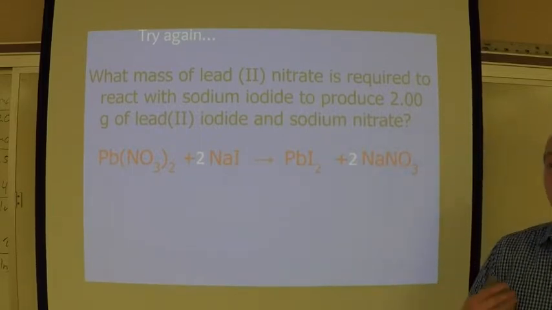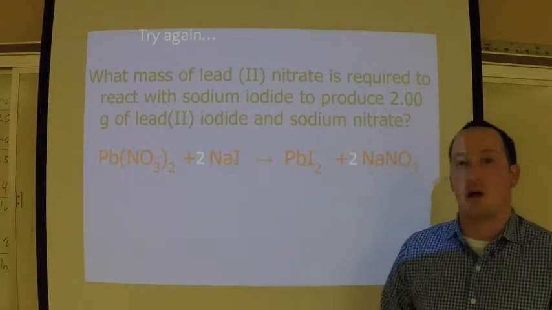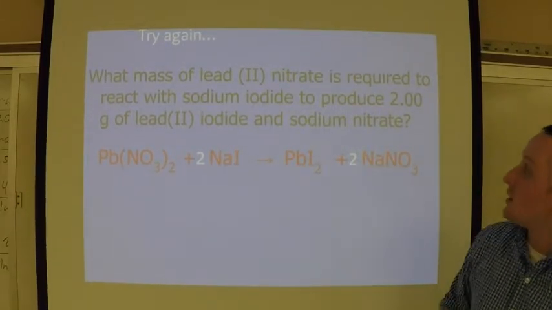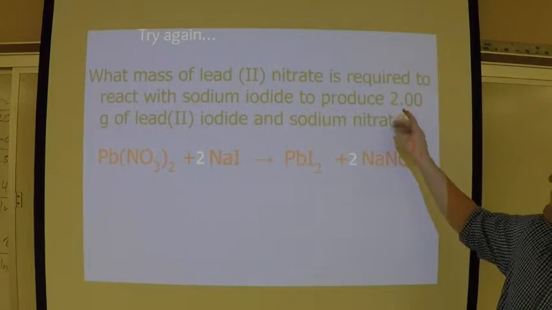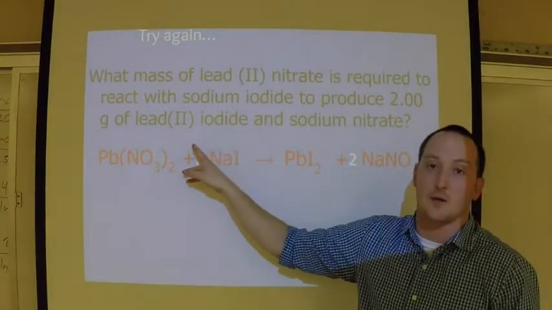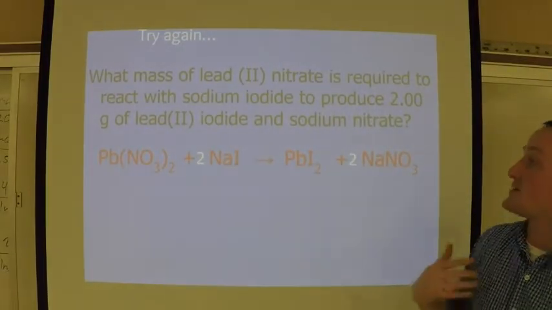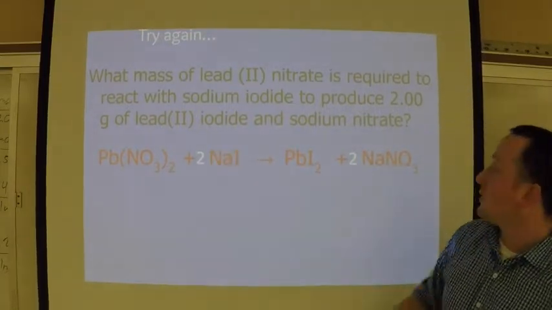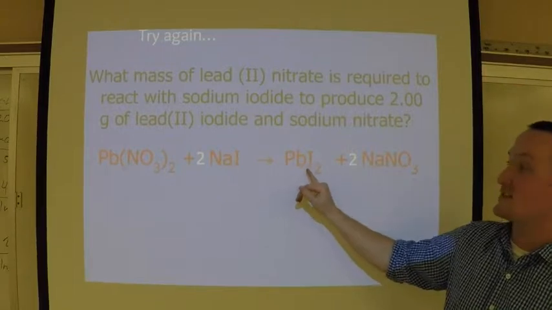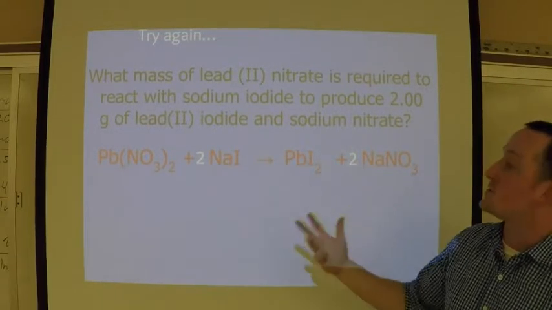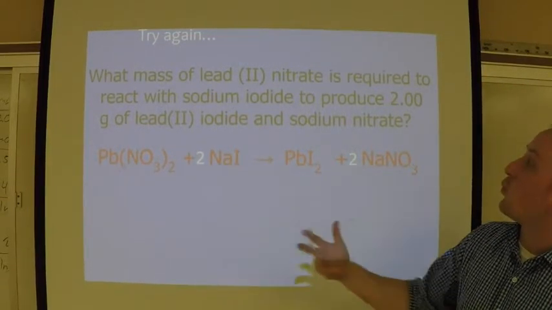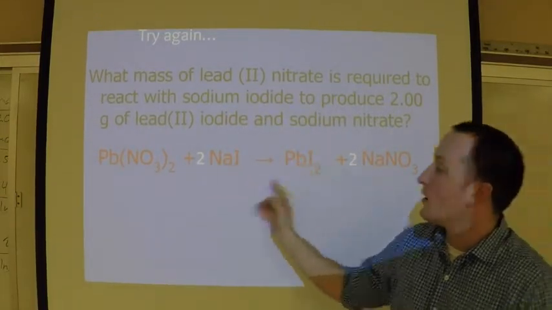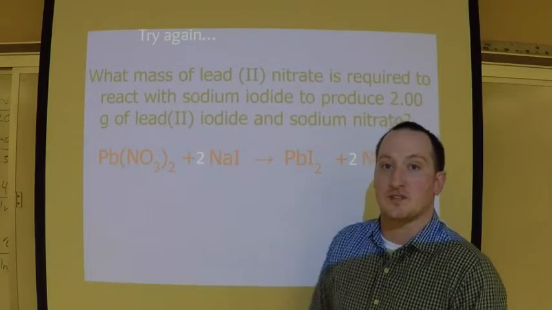Step 2, identify what I'm given and what I need to find, and label those as substance A and substance B. Okay, substance A is what I'm given. So what I'm given is I need to produce 2 grams of lead 2 iodide. So my substance A is going to be lead 2 iodide. Well, lead 2 iodide is right here. That's substance A. My substance B is what it asked me to find. It said what mass of lead 2 nitrate. So it's asking me about lead 2 nitrate. This is lead 2 nitrate, so that's going to be my substance B.